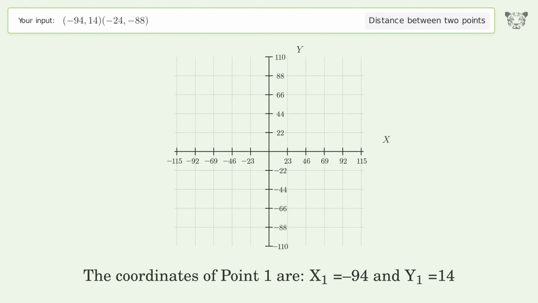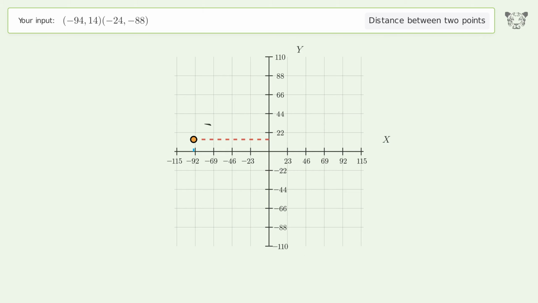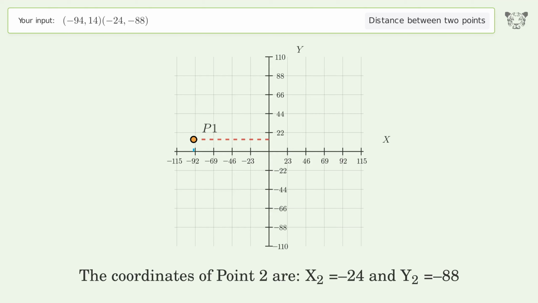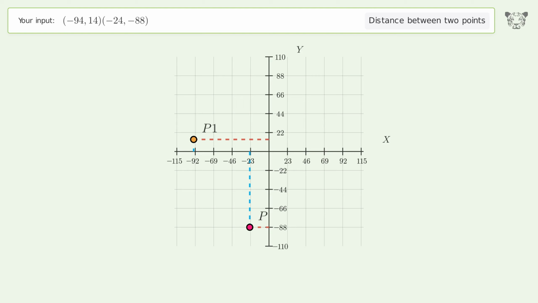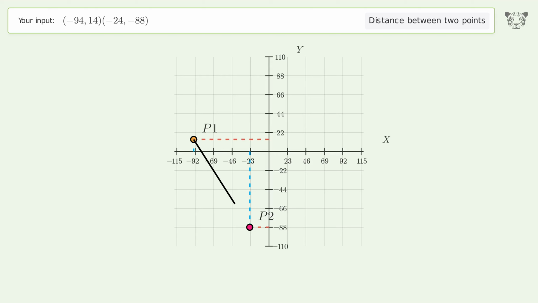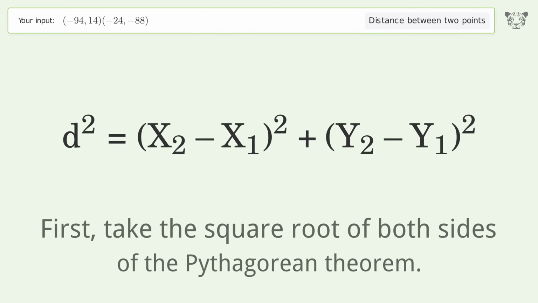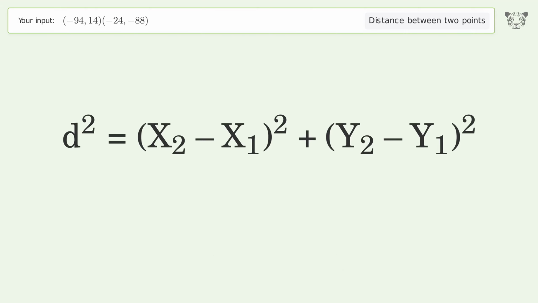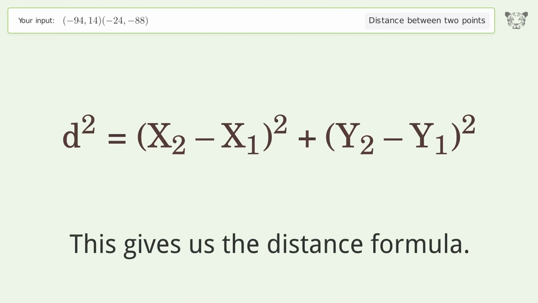The coordinates of point 1 are x1 equals -94 and y1 equals 14. The coordinates of point 2 are x2 equals -24 and y2 equals -88. D is the distance between the 2 points. First, take the square root of both sides of the Pythagorean theorem. This gives us the distance formula.